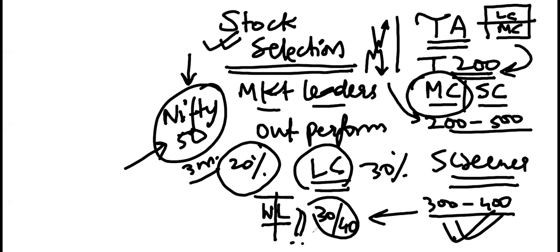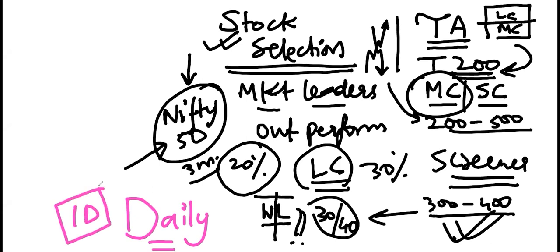For this entire concept, the time frame would be daily. There's no other time frame you can look into. The time frame has to be daily, not intraday time frames, 30 minutes, 15 minutes, nothing. Only and only daily charts. Now, how to identify the stocks, how to select the stock? For that, there are various criteria available.